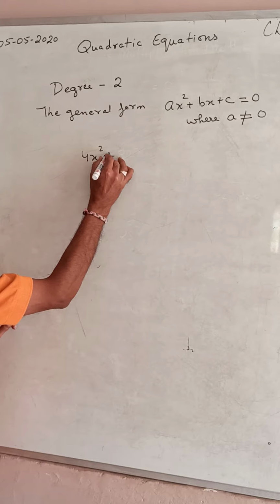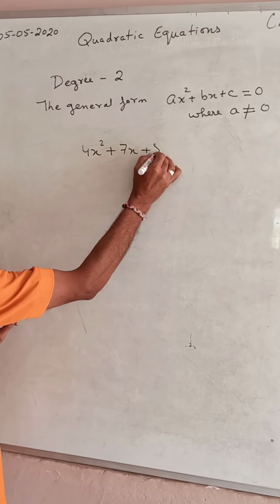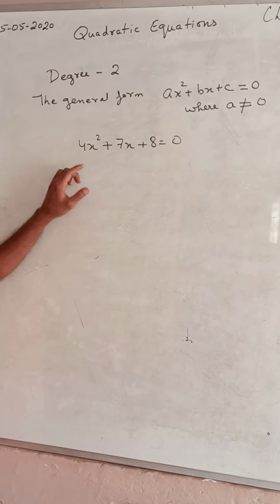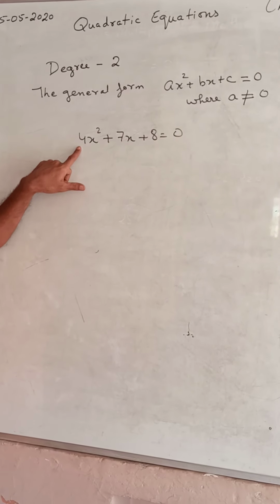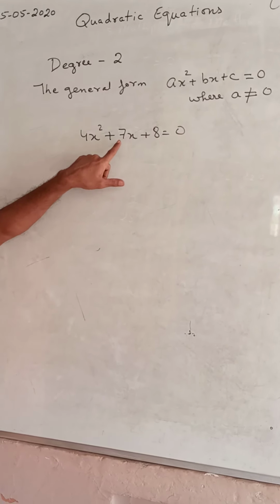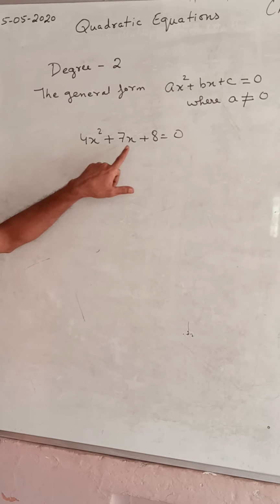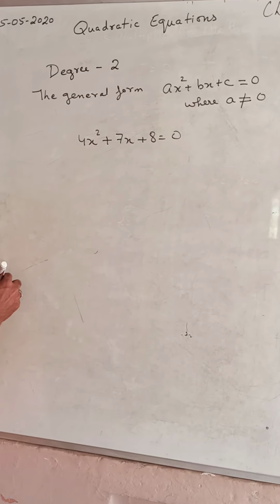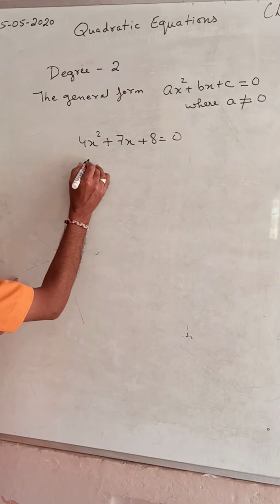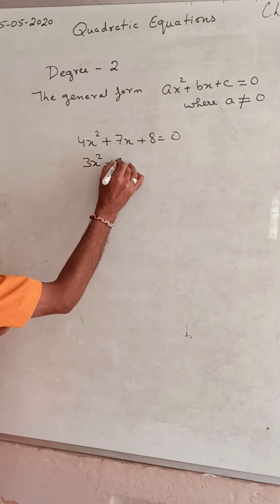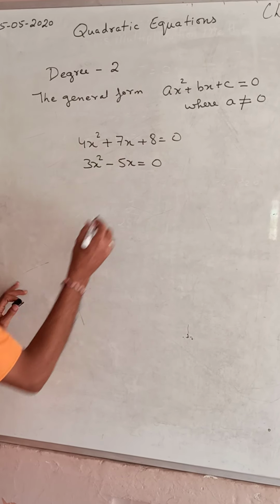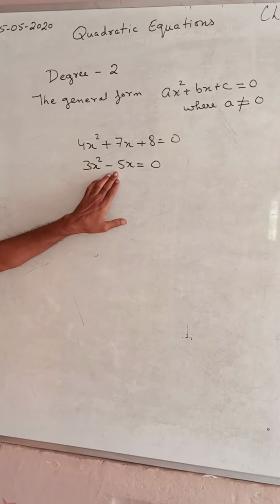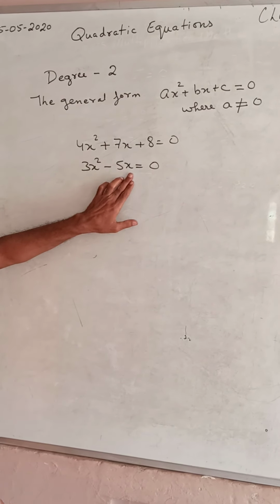4x square plus 7x plus 8 equals to 0 is a perfect quadratic equation. Here a is 4, which is the coefficient of x square, b is 7, coefficient of x, and c is 8, the constant. We can write another example. 3x square minus 5x is 0. This is also a quadratic equation. A is 3, b is minus 5, here c is 0.